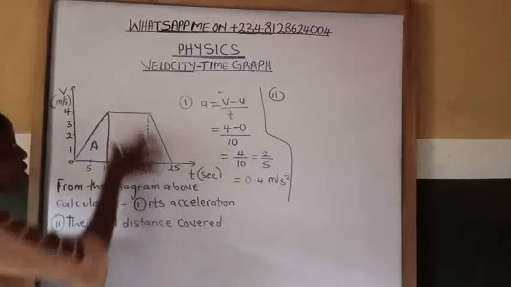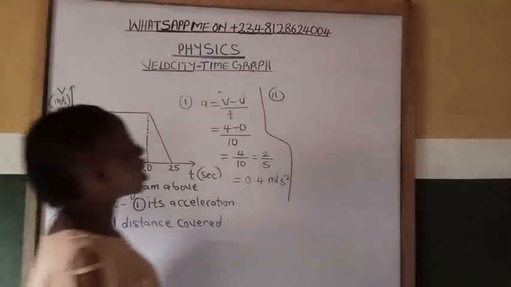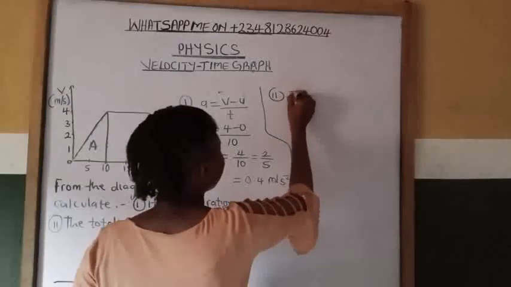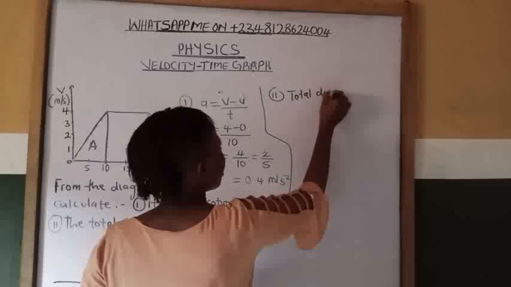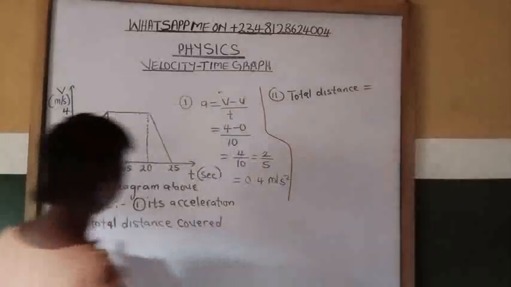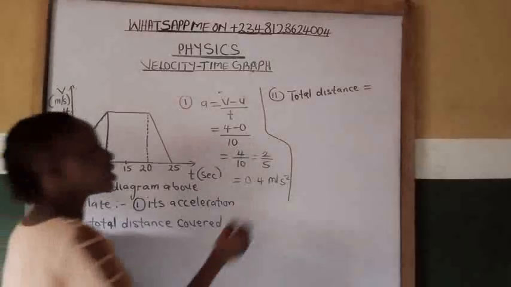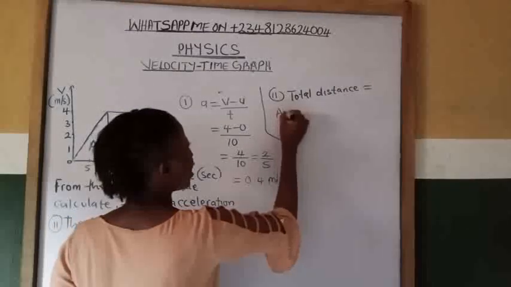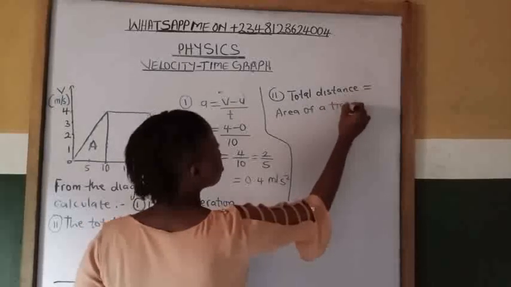So not to waste our time, the whole shape is a trapezium. So we look for the area of a trapezium. So total distance now is equal to total distance, because they say calculate the total distance covered. So total distance is equal to the area of a trapezium.